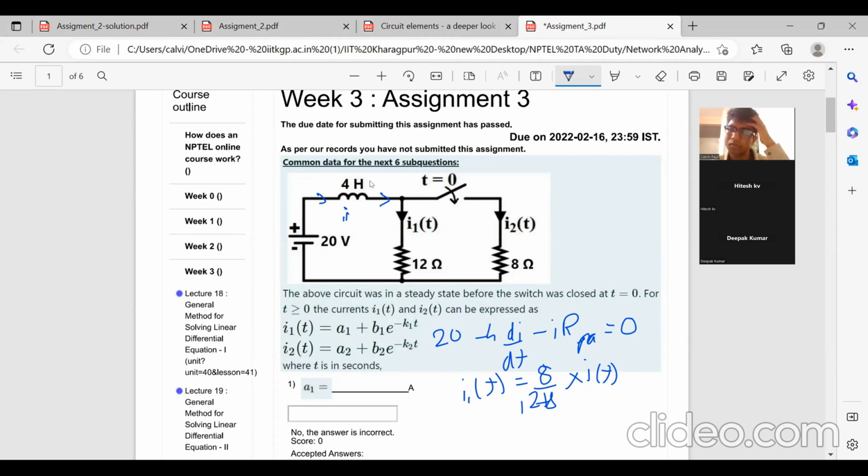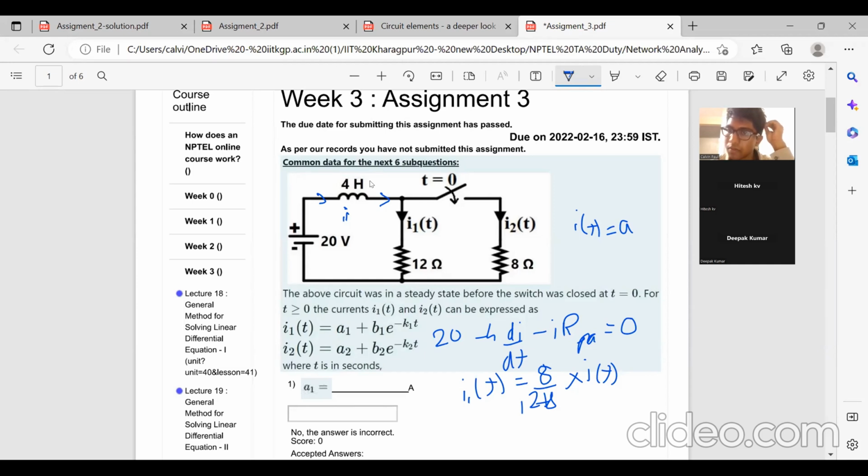And how will I know A1 and B1? That is simple. Should I apply KVL to each mesh, or how should I do that? No, you have two unknowns and you have two equations. You can easily solve that equation.